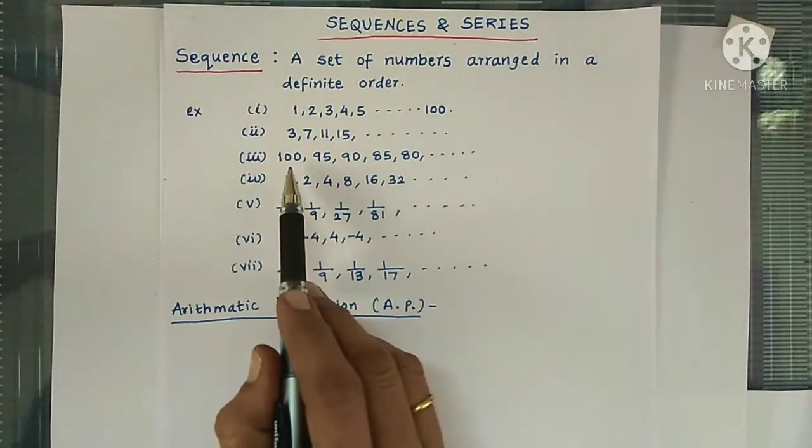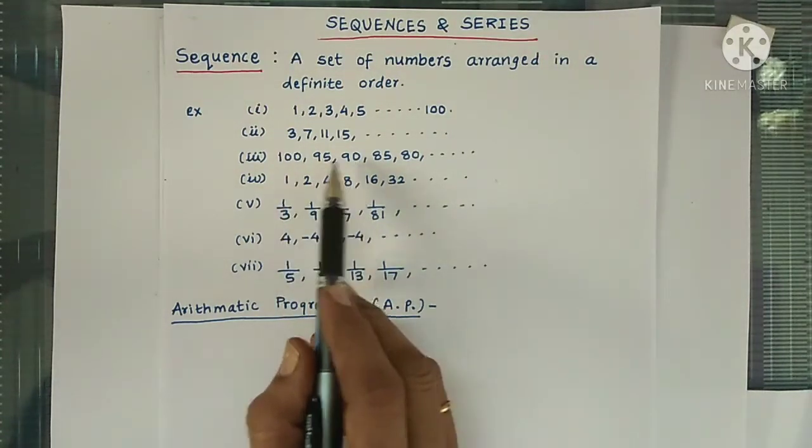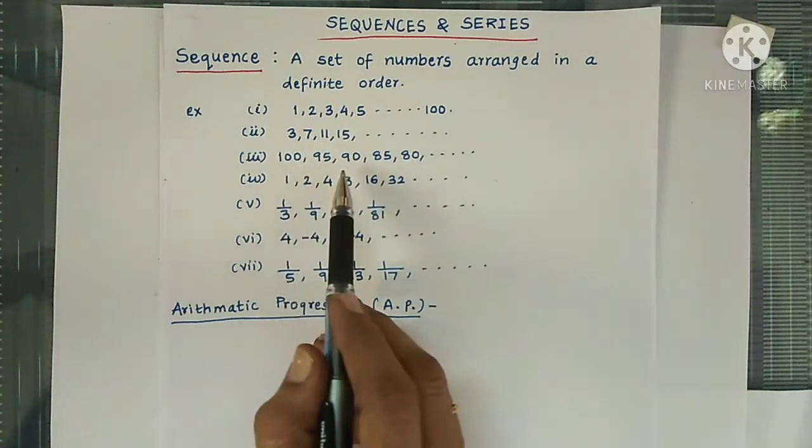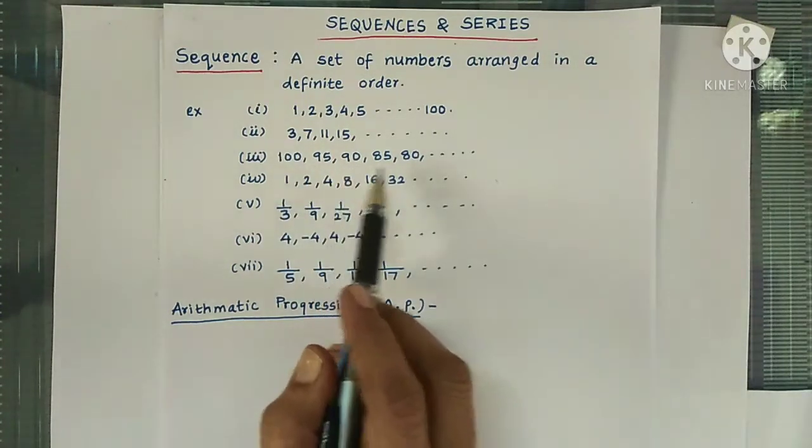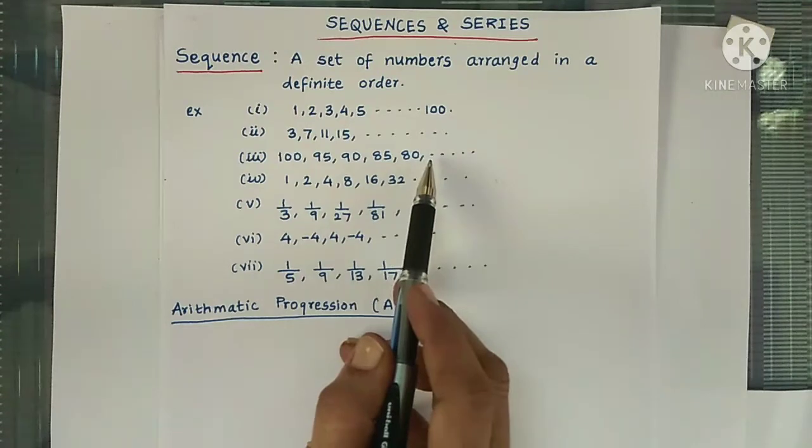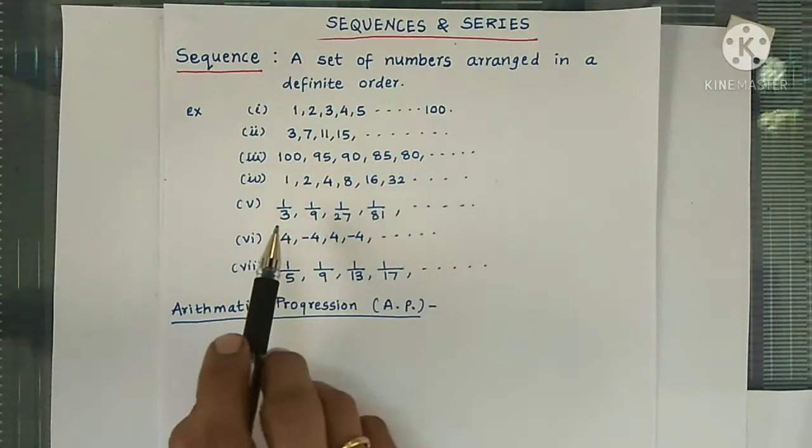In the next one, it is 100, 95, 90. We can see here adding minus 5, or subtracting 5, we get the next term. So after 80, the next term will be 75, 70 and so on.